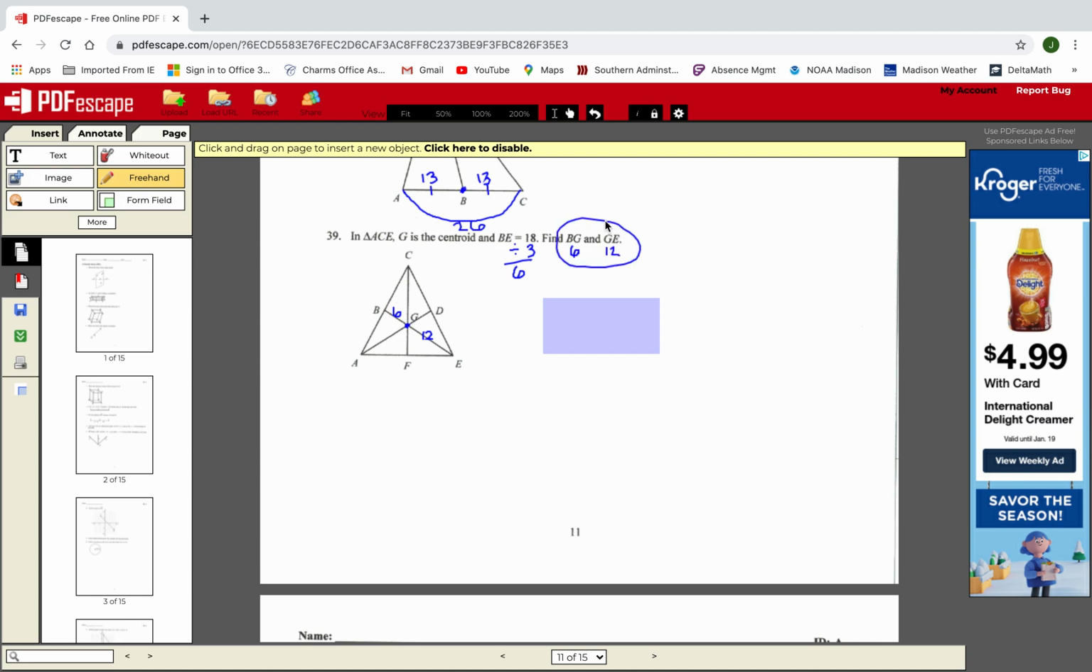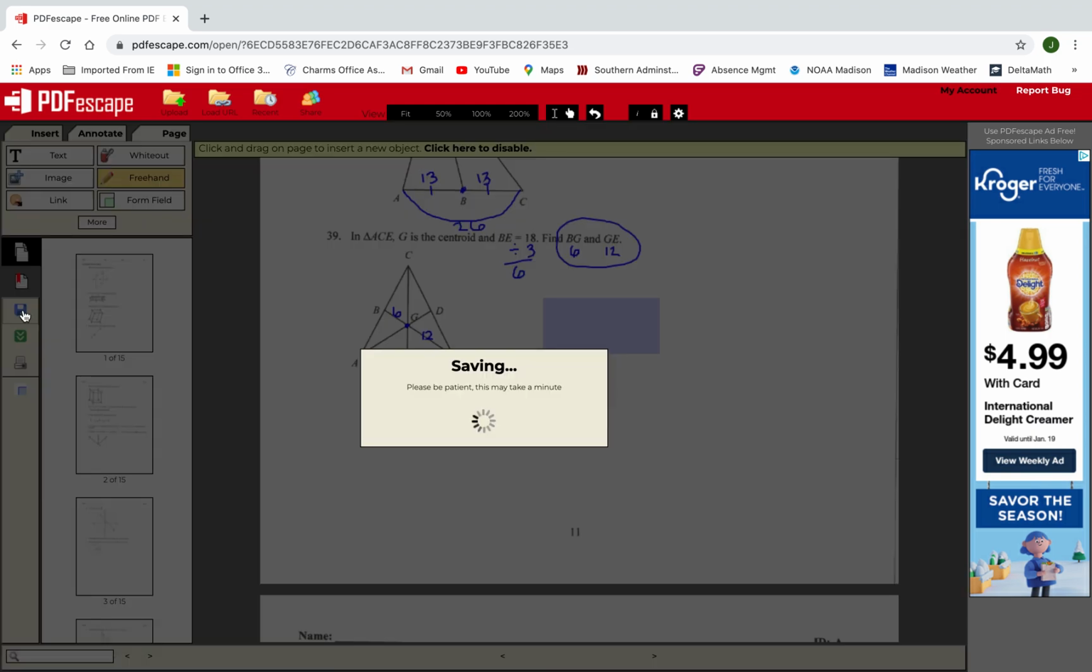And again, BE will probably not be 18 on the exam. Make sure you understand the concept.